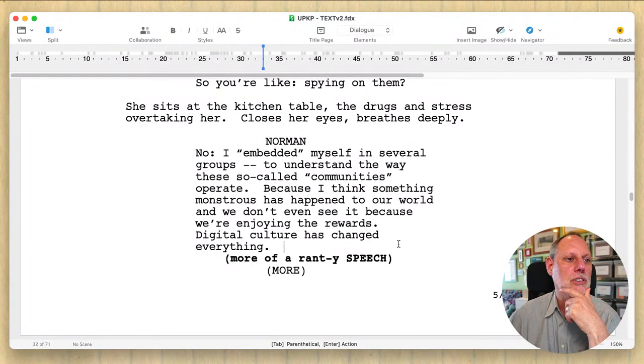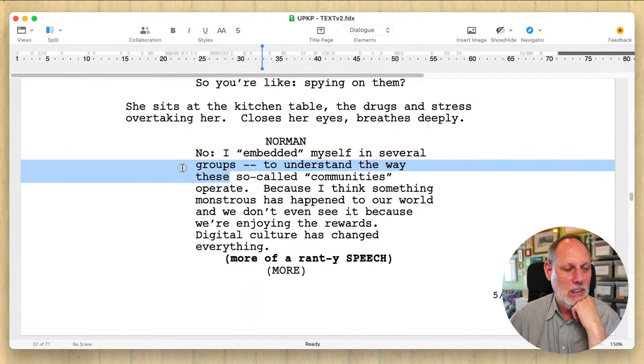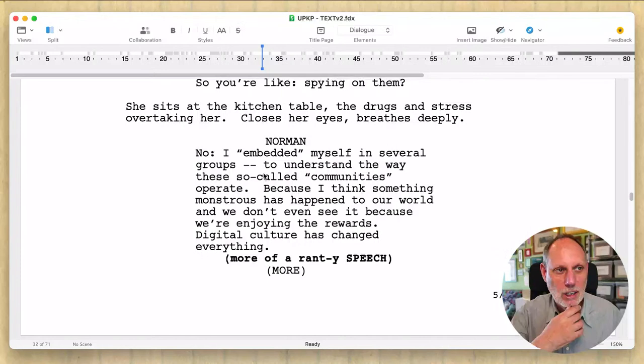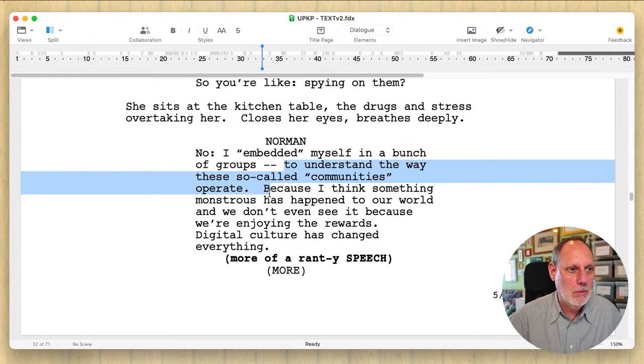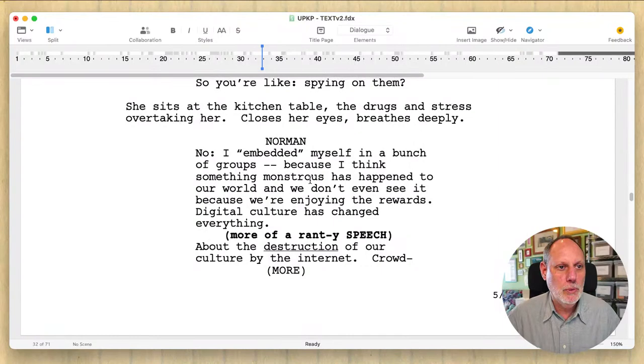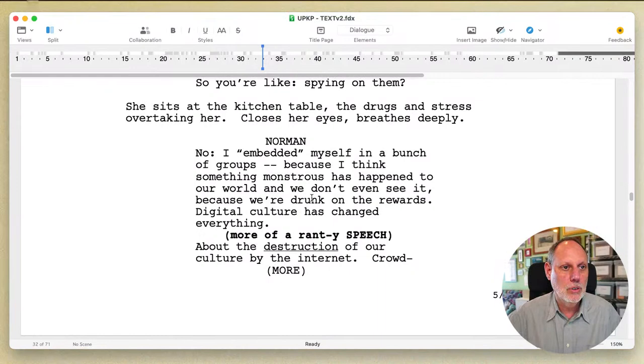I embedded myself in several groups, several so-called communities. I embedded myself in several communities. That's just too many syllables. That's something to keep an eye on. Say it out loud. I embedded myself in several communities. Too much. I embedded myself in a bunch of groups, because I think something monstrous has happened to our world and we don't even see it. Because we're drunk on the rewards, on the short digital condom.